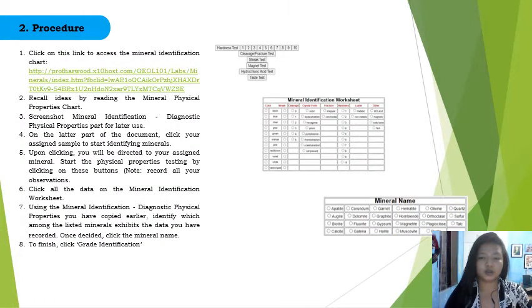So here's the procedure, or the steps, in our virtual experiment. After clicking the link, we click sample 20. We are going to identify the streak test, the hardness, the taste test, and also we're going to click on it and look at what kind of mineral has the characteristics of it.